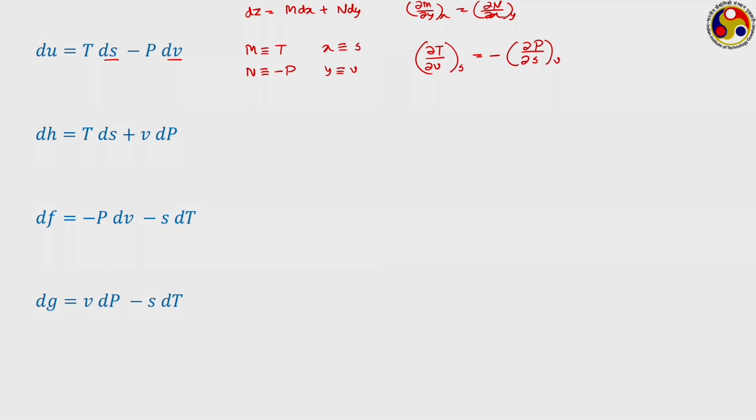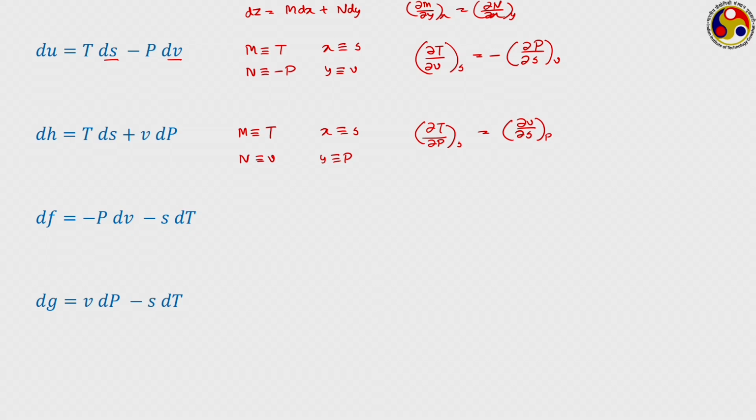Now, the second one. In the second case, we have m represented by T and n represented by small v, x represented by small s, y represented by P. So, from there what we can write? We know enthalpy is a property, so we can directly write this as ∂T/∂P with s constant is equal to ∂v/∂s with P constant.